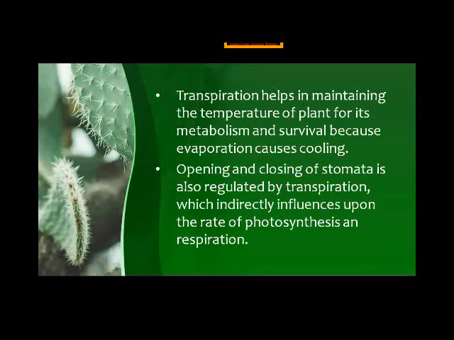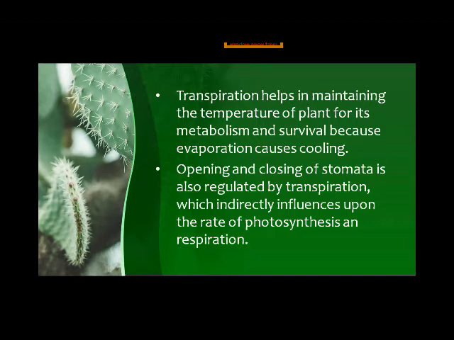proceed properly. Now, the fifth one is that opening and closing of stomata is also regulated. Yes, opening and closing of stomata is regulated, meaning the stomata work properly because of transpiration, which indirectly influences the rate of photosynthesis and respiration. Obviously, if a large amount of water stays in the leaves, photosynthesis will automatically be disturbed.